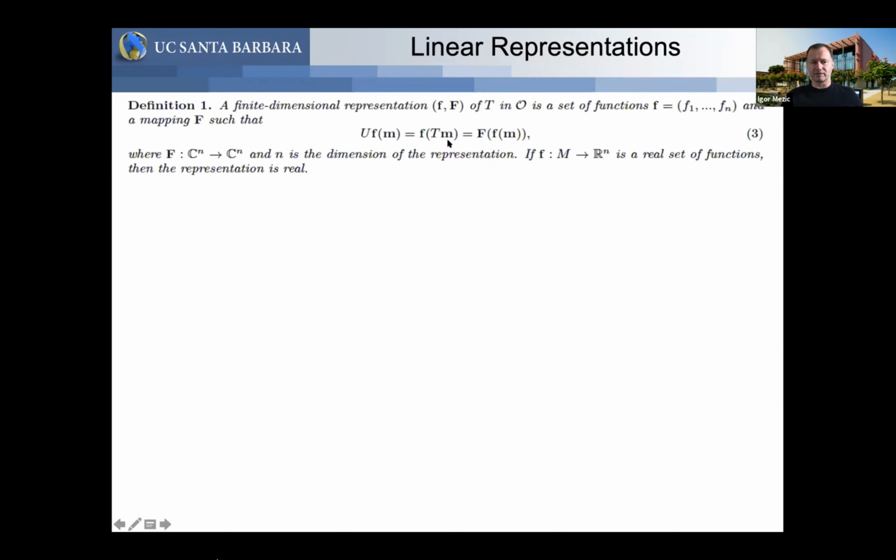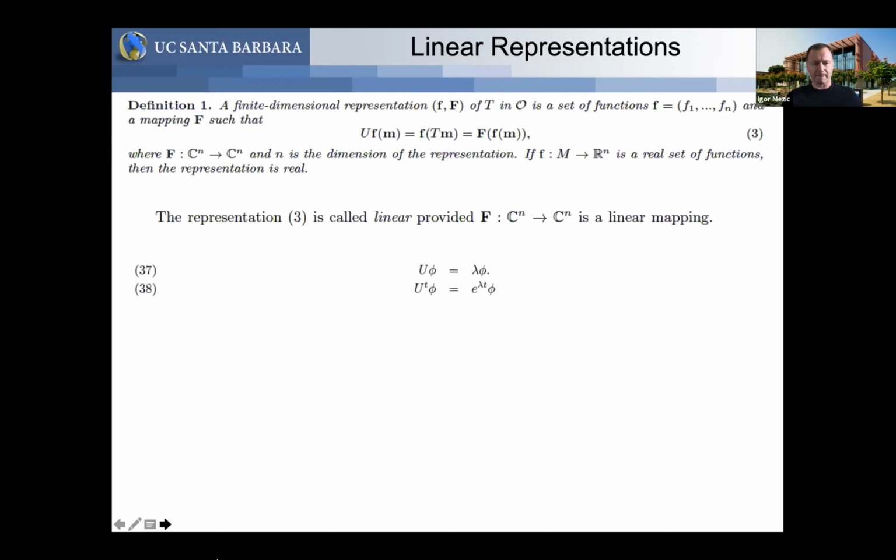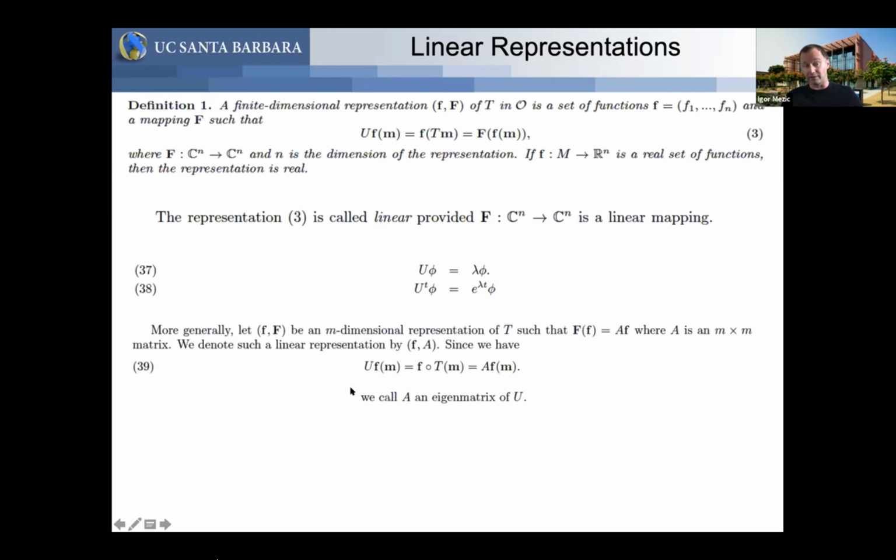Okay, so let's now go to linear representations. A finite dimensional representation is a set of functions and these mappings such that this is satisfied. This representation is linear provided this F is a linear mapping. So you immediately find that eigenfunctions provide you with linear representations. Actually, lambda times phi is exactly that linear mapping, and therefore when you find an eigenfunction, you find a linear representation, finite dimensional, one dimensional in fact.